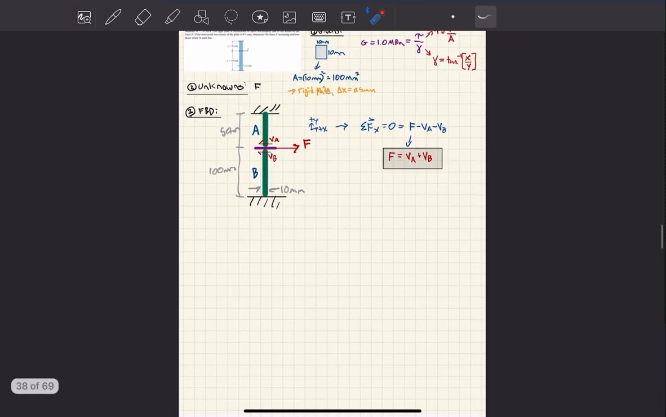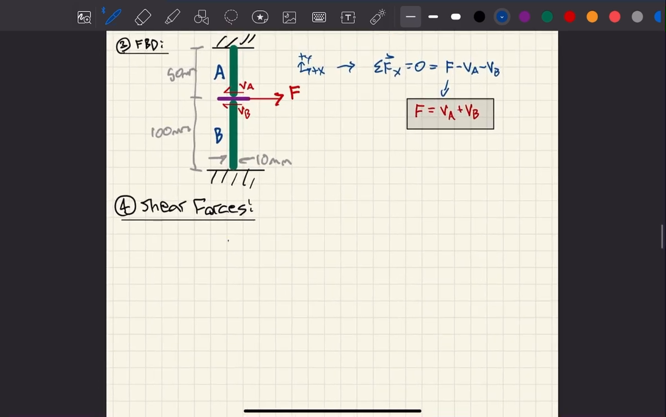Okay, let's start a new section here. So now we're going to try and find the shear forces. Okay, so I want to find VA, I want to find VB. How the heck do I do that? Well, let's start with VA. Let's start with our variable. And I think it'll be similar for VB. Yeah, it'll be pretty similar.